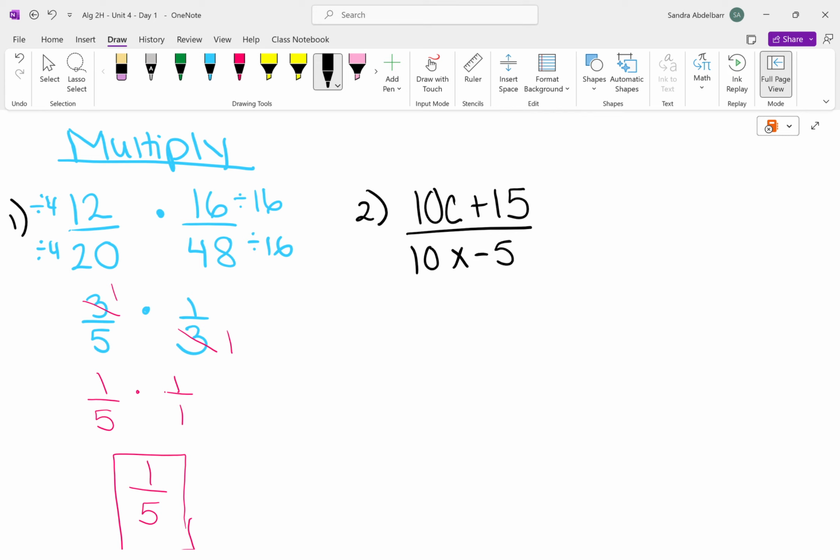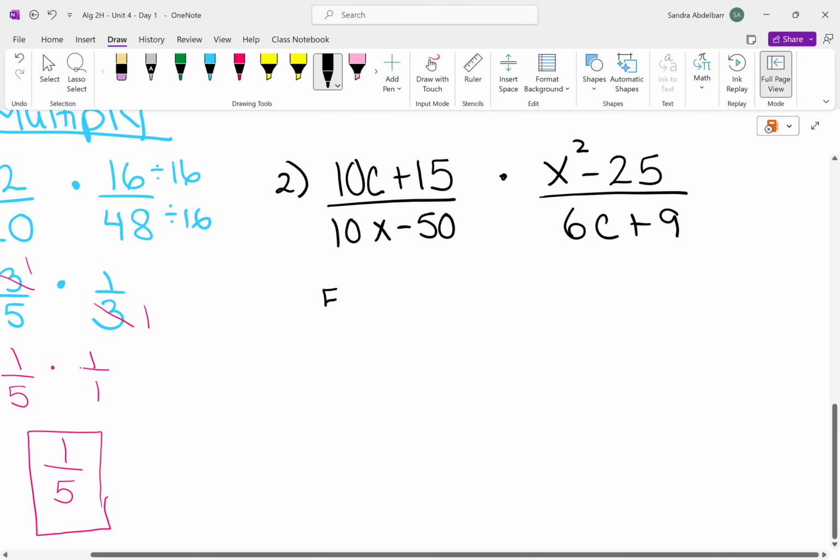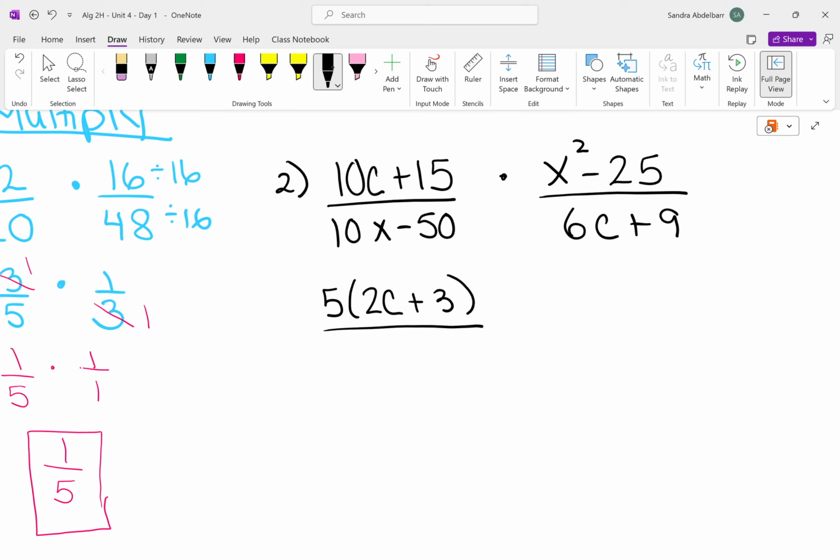(10x plus 15) over (10x minus 50) times (x squared minus 25) over (6x plus 9). Okay, so I'm going to try to simplify each fraction by itself. In the numerator, I'm going to pull out a GCF of 5, and then I'm left with 2x plus 3. In the denominator, I'm going to pull out a GCF of 10, and I'm left with x minus 5.